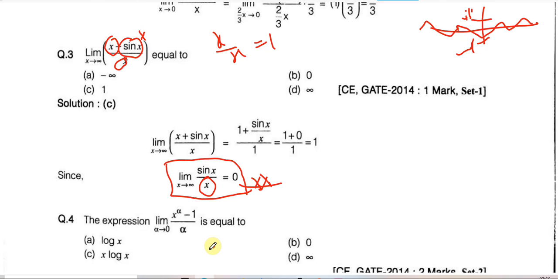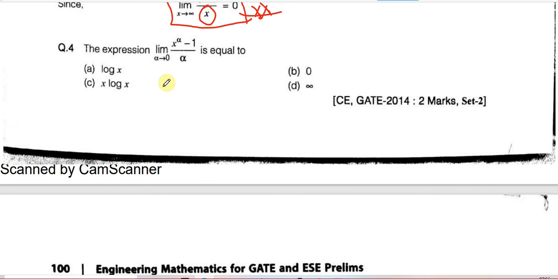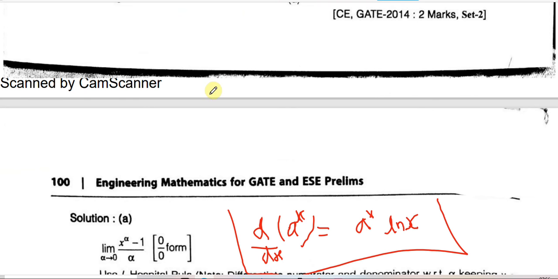Now the next problem: limit alpha approaches 0 of (x to the power alpha minus 1) upon alpha. Here alpha means x, so x is alpha, so don't get confused. So this is simply (a to the power x minus 1) upon x. If you put alpha equal to 0, it is the 0 by 0 form, so we can differentiate by applying L'Hopital's rule.